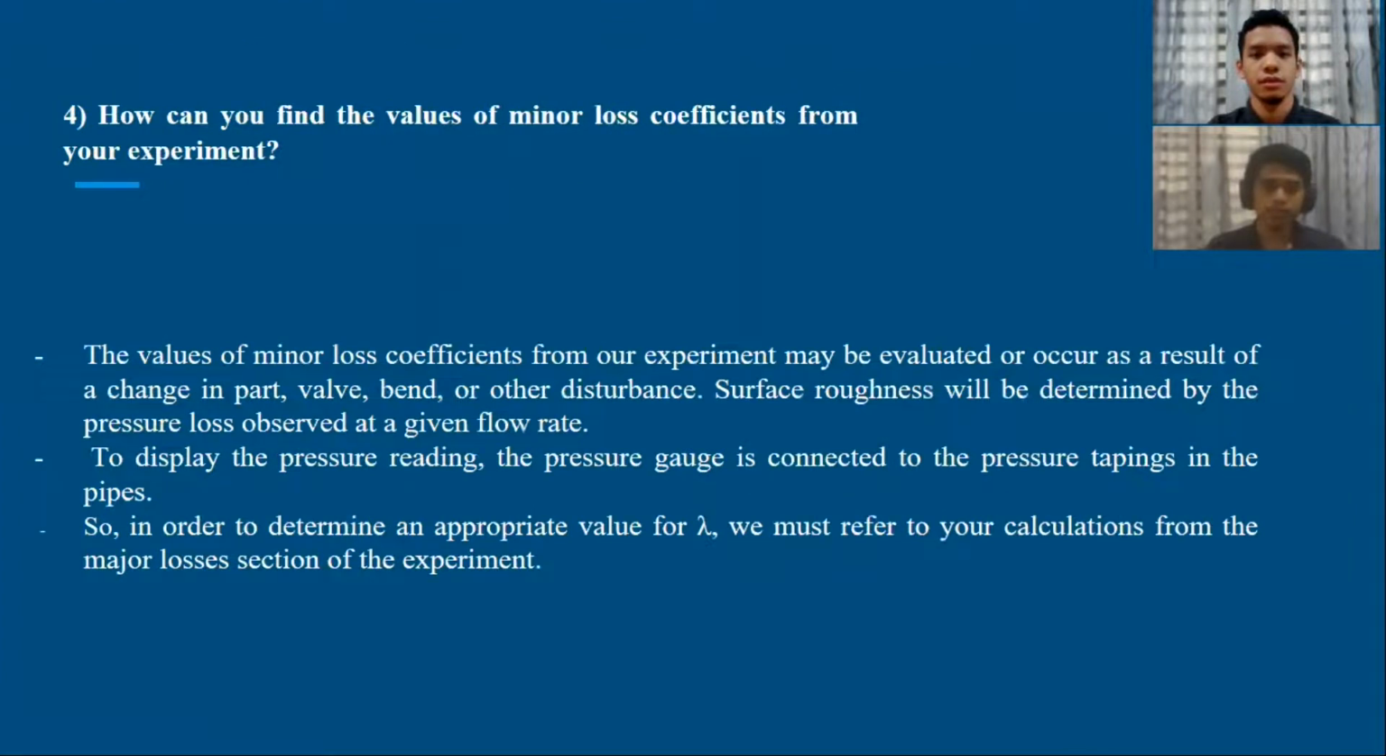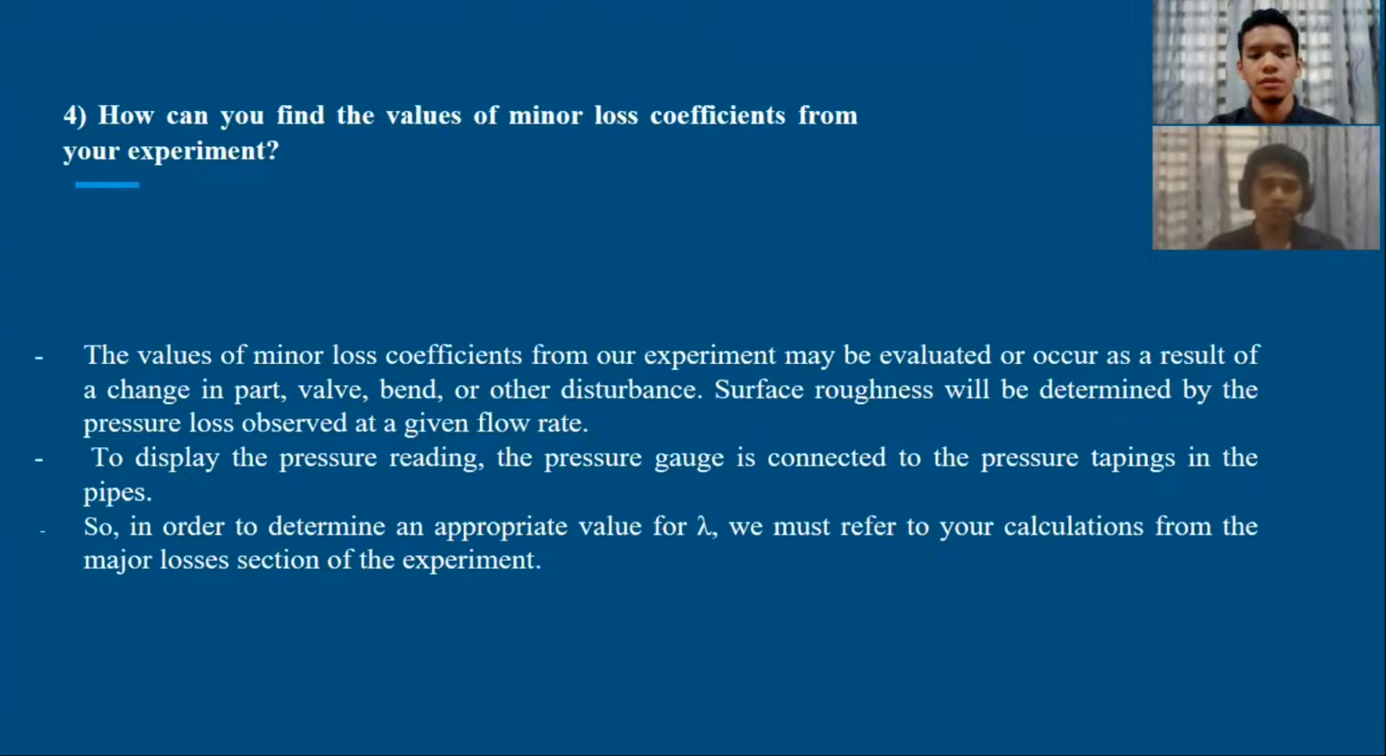How can you find the values of the minor losses coefficient for your experiment? The values of the minor losses coefficient for our experiment may be evaluated as a result of a change in path, bend, or other disturbance. It will be determined by the pressure loss observed at a given flow rate. To display the pressure reading, the pressure gauge is connected to the pressure tappings in the pipe. The head loss in the case of minor losses is due to the object loss plus pipe friction.